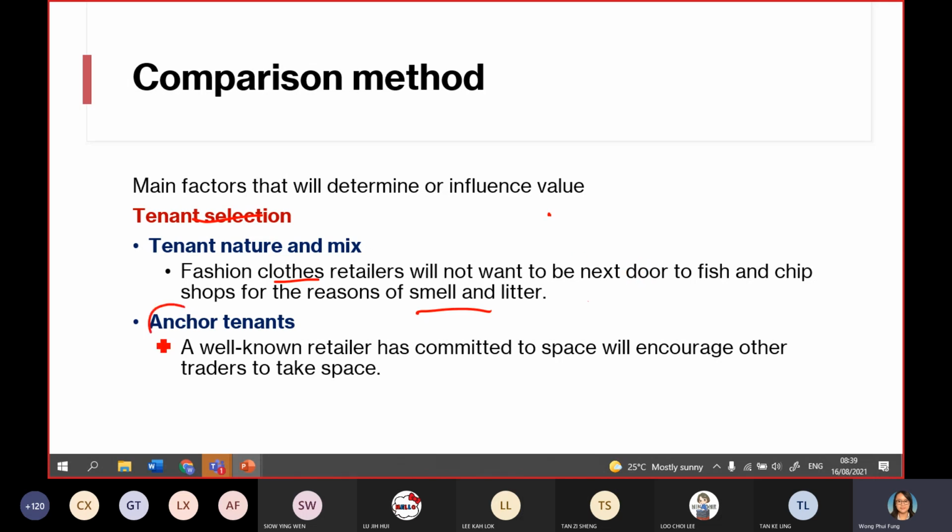So that's why the tenant side by side, the neighbor, will also affect the choice and the value of the property. And this one I think I mentioned before, if the shopping mall consists of a lot of anchor tenants, a well-known retailer that has committed to space will encourage other smaller traders to take space. So that's why when the mall has more anchor tenants, it will actually increase the value of the property itself. Because normally anchor tenants, as I say, are the giant tenants. These giant tenants will attract the smaller tenants to join the shopping mall.